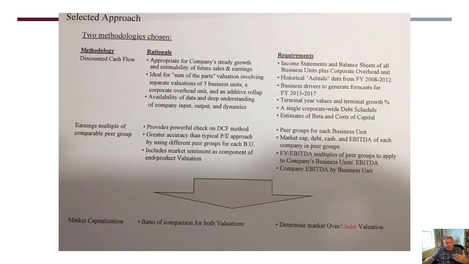You can read them. On the earnings multiple, it's a check on the DCF. So if you think about it, we're going to come up with a DCF, and these multiples are going to be that check. And it goes a little deeper than just using a typical PE, because it sometimes includes market sentiment, what the market thinks may happen. So that's sort of the rationale for using these two as we move forward. But keep in mind that it's a check on the DCF.